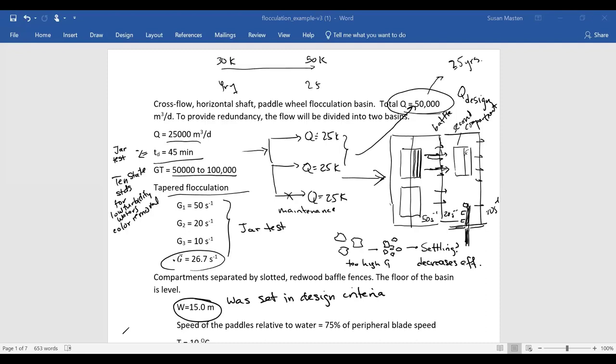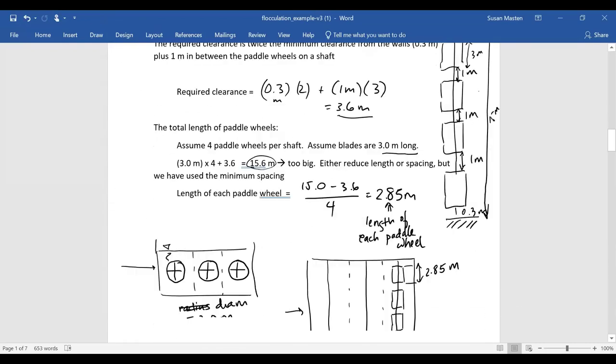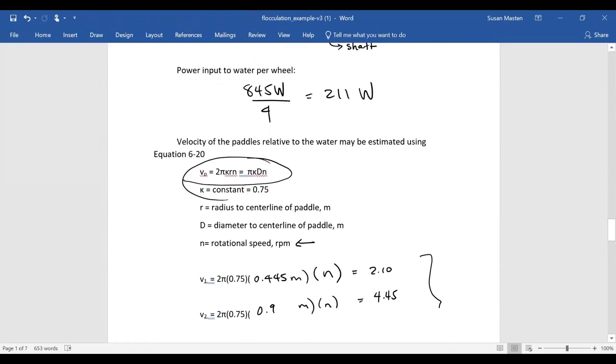Dr. Maston, can you go over the big picture of the design? So the flow is divided into two basins, and then each of those basins is divided into different compartments with the different G values. Let me get some space.